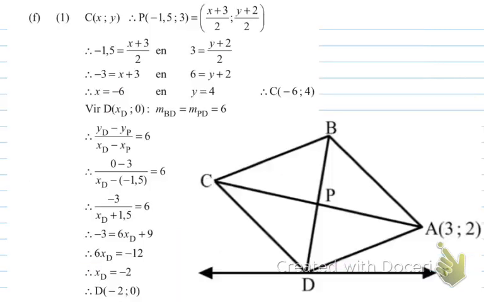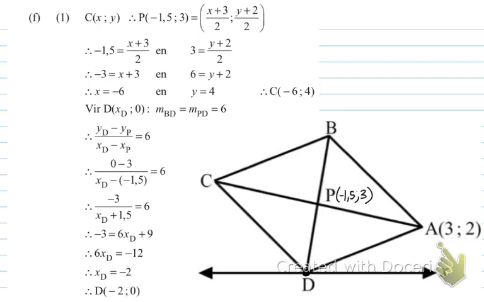Now number F. In the following sketch, ABCD is a parallelogram. So I copied the sketch here. Let's look at it. The diagonals AC and BD intersect in P. Okay, so the diagonals intersect and they give me the coordinates of P as (-1,5; 3). D is a point on the x-axis.